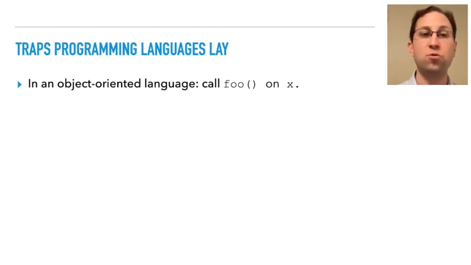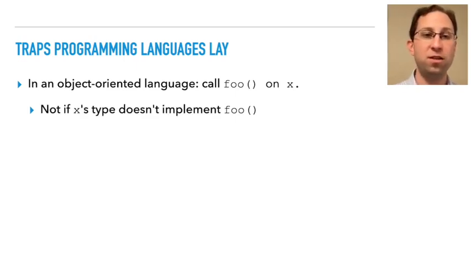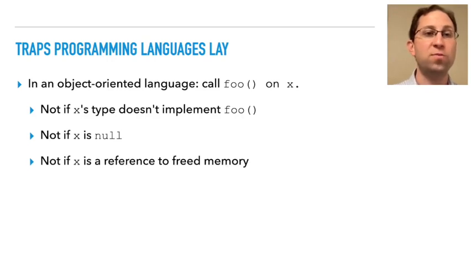Suppose you're programming in an object-oriented programming language, and you want to call foo on x. But it's not safe to do that if x's type doesn't implement foo, and you might have a hard time checking if you're not using a statically typed language. You also can't invoke foo safely if x might be null, or if x might be a reference to freed memory.